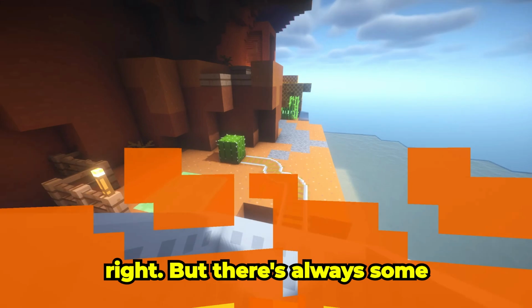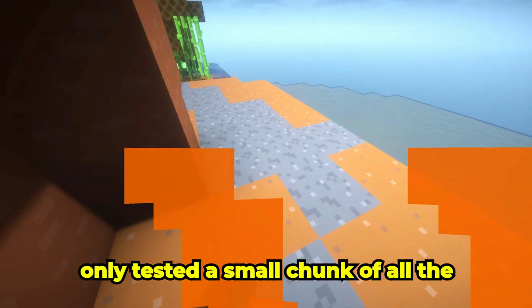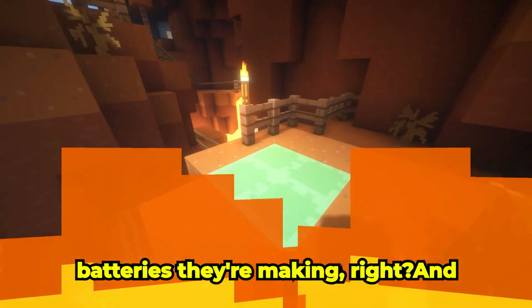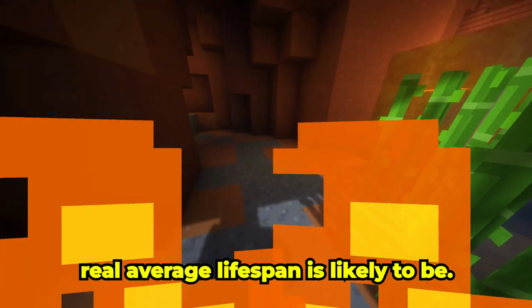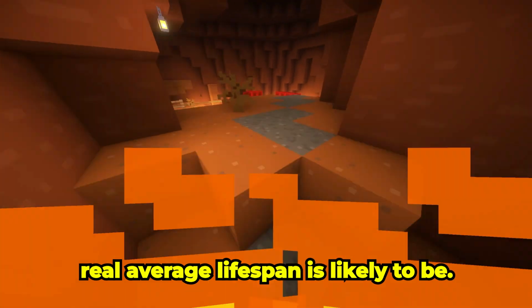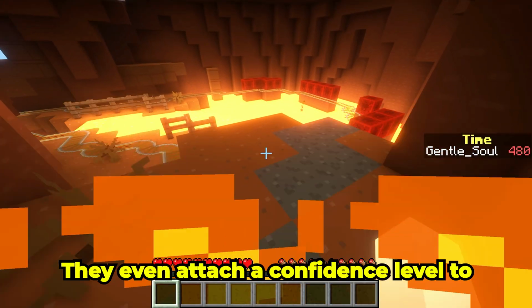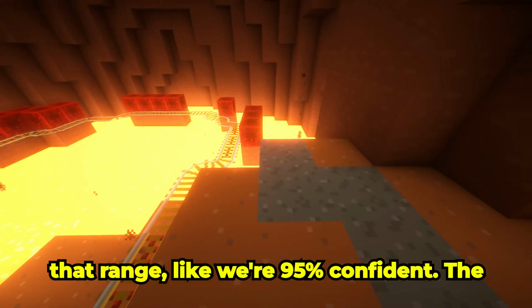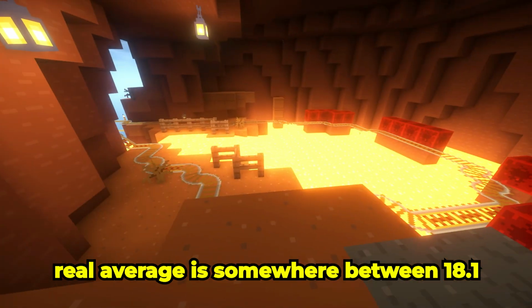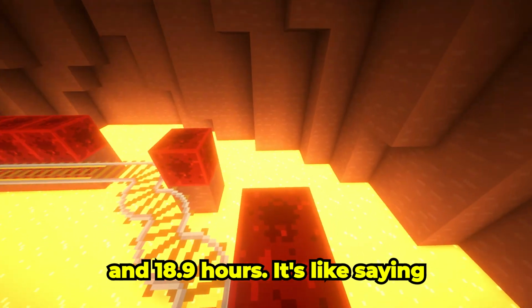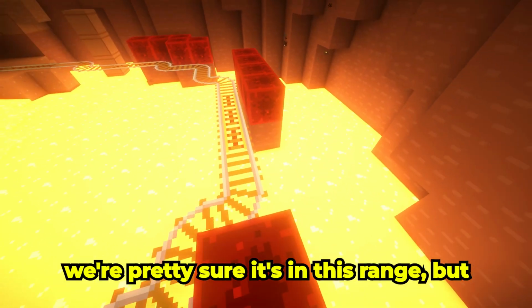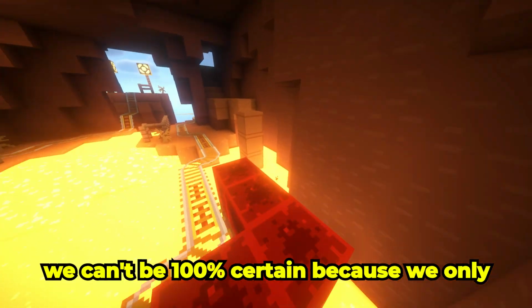That's right. But there's always some uncertainty, right? Yeah. I mean, they only tested a small chunk of all the batteries they're making. Right, and that's why they also give an interval estimate, a range of values where the real average lifespan is likely to be. They even attach a confidence level to that range, like we're 95% confident the real average is somewhere between 18.1 and 18.9 hours. It's like saying, we're pretty sure it's in this range, but we can't be 100% certain because we only looked at a sample.